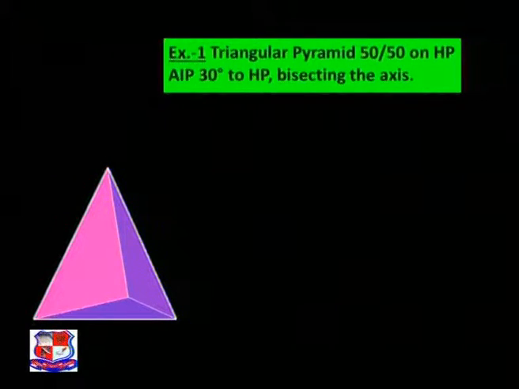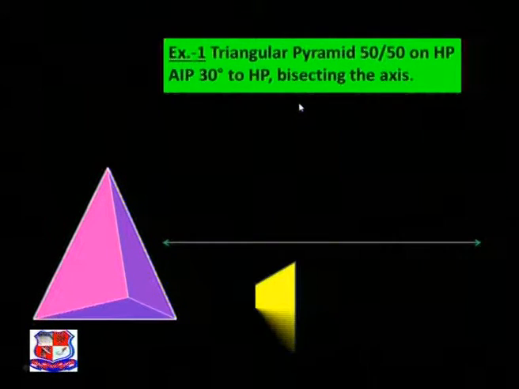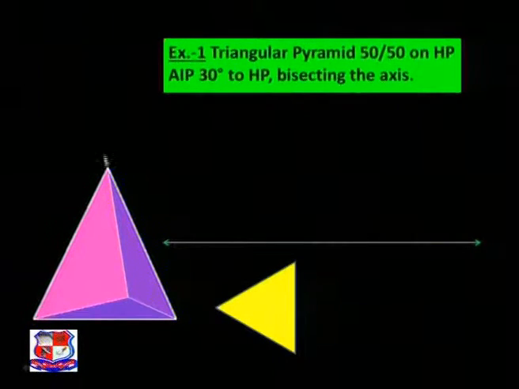So first we write the data in a small form like this: a triangular pyramid 50 by 50 on HP, AIP 30 degrees to HP and bisecting the axis. So first of all, draw an XY line that represents the intersection of both the planes HP and VP, and draw its top view. If you look from the top at this triangular pyramid, it will appear as a triangle of side length 50 mm, and as it is given that it is resting on one of its triangular faces, we have to draw its top view like this, in such a way that one side is perpendicular to the XY line.